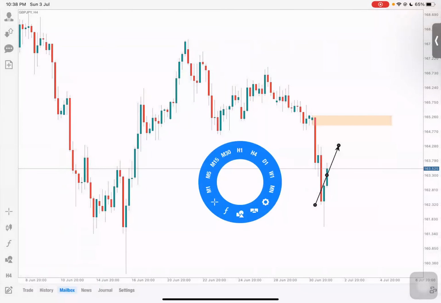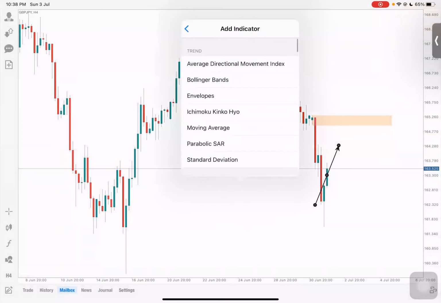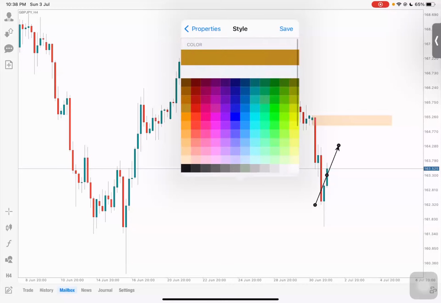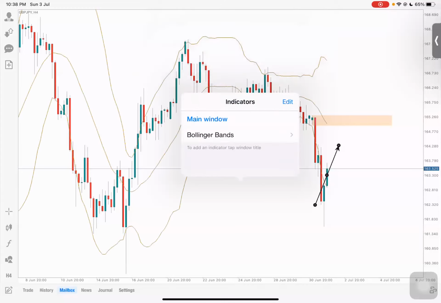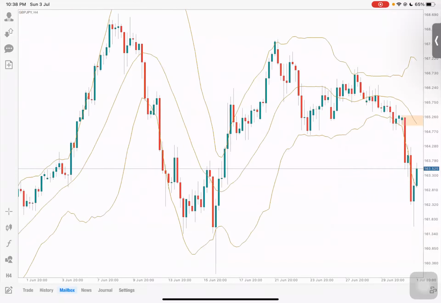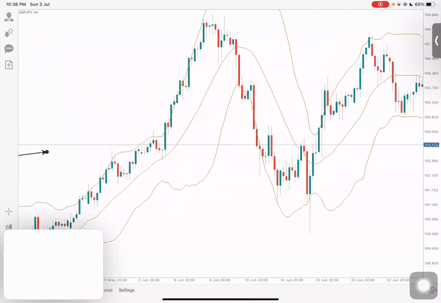So how do we open a BB? Indicators, main window, the second one, Bollinger Bands. The period, shift and deviation, do not change that. Just let it be. Just change the colors and style. Save. Okay, done. Now after you see all of this BB, as you can see here, I'm going to take a screenshot. How to read the BB.